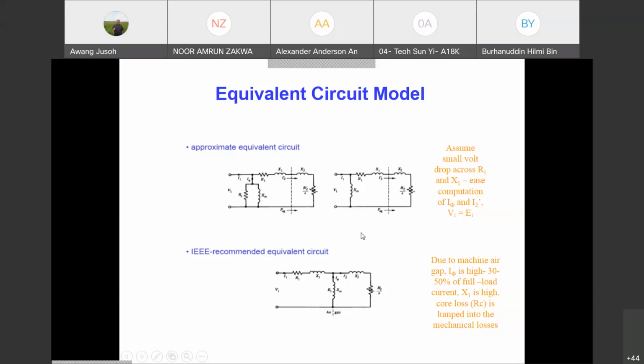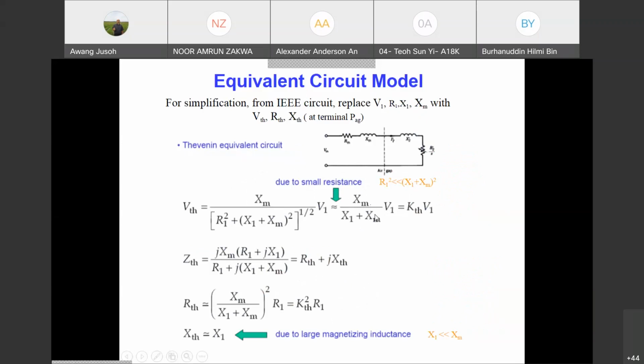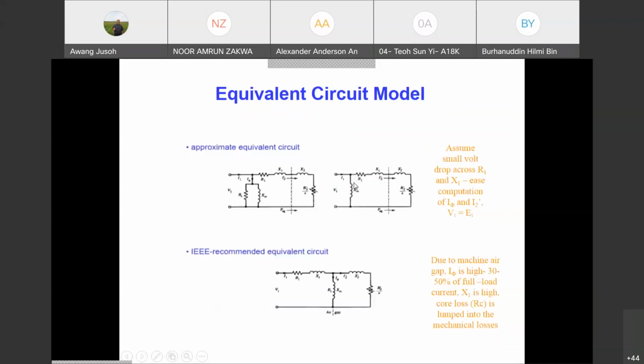This we call the approximate circuit, which is the IEEE circuit that we studied in the previous lecture. So what is different with this one? The X here. In the IEEE circuit you have X in the middle, but here XM you can move in front.